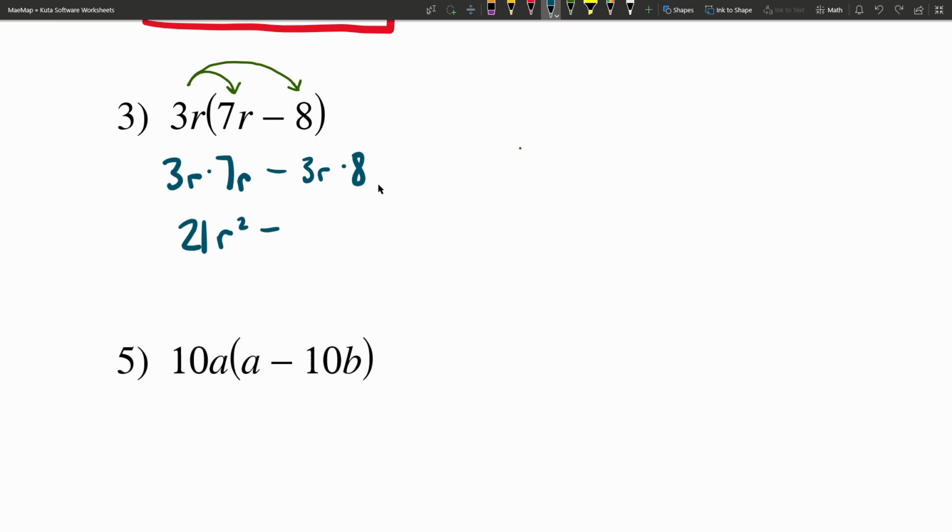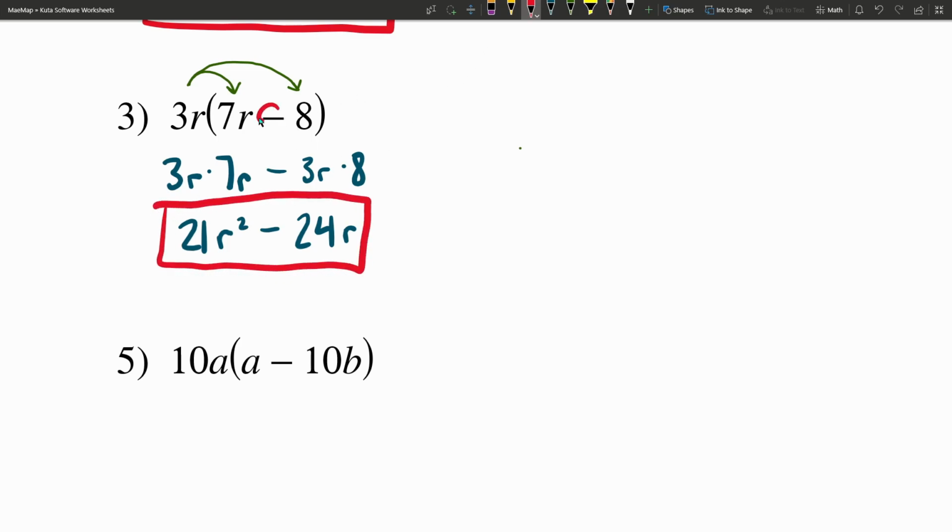So we'll do 3 times 8, which will be 24, and that gets multiplied by r. So our solution for number 3 is 21r squared minus 24r. And again, that's because there was subtraction in between those terms. When we multiplied that monomial, that subtraction remained. Let's move on to number 4.